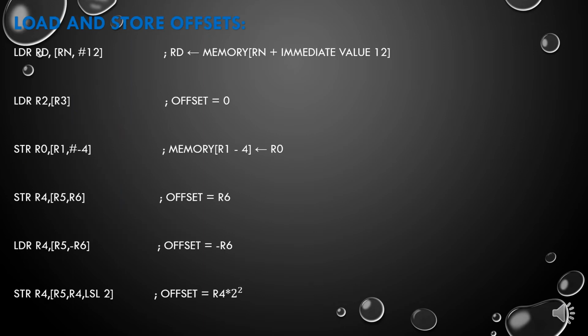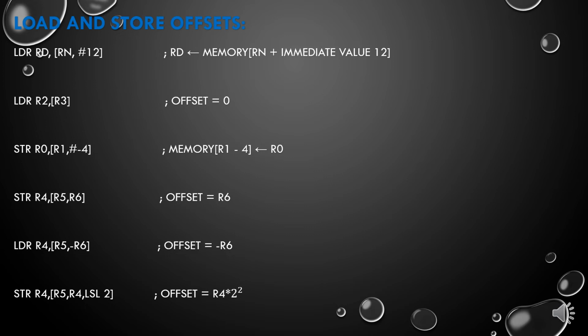ARM's load and store instructions are versatile. They provide a wide range of addressing modes. Here are some of them. LDR RD, [RN, #12] means that RD is loaded with the contents of memory at the address found by adding the contents of the base register to the supplied constant. When we write LDR R2, [R3] without any number, this means that the offset is assumed to be 0.